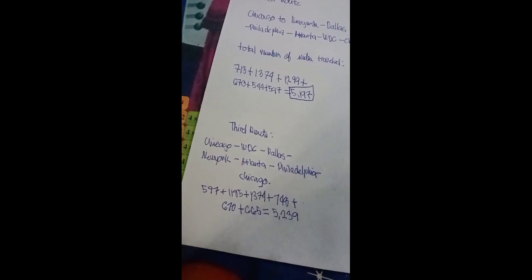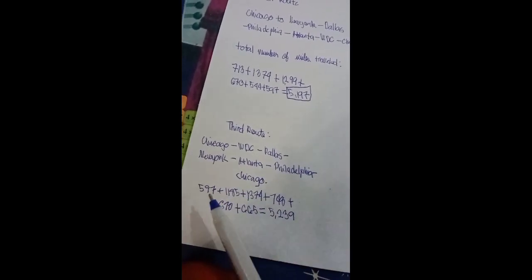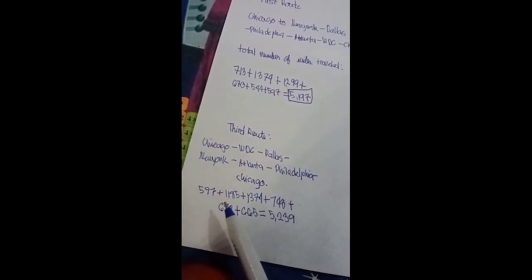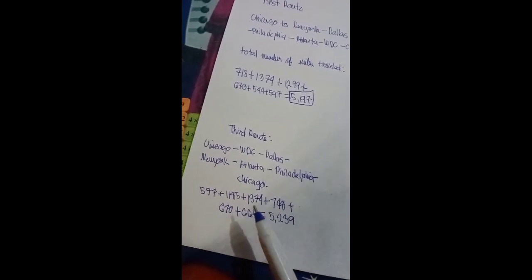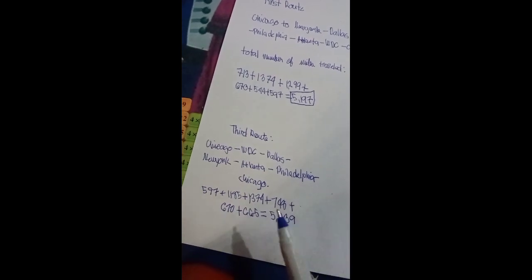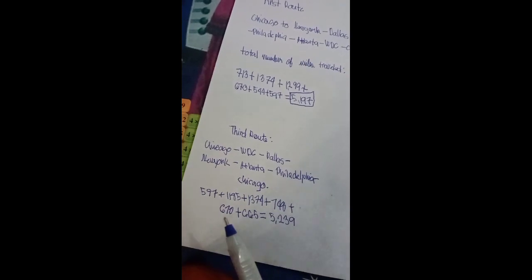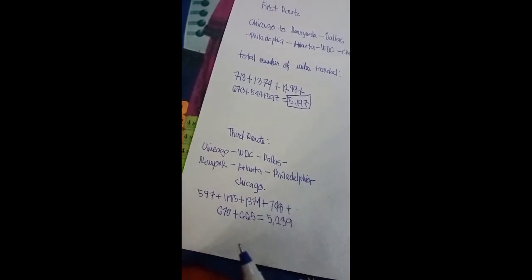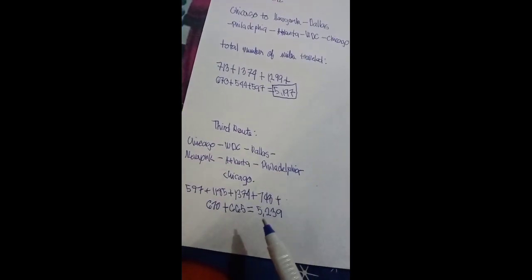Okay, for our third route, we have Chicago to Washington DC, 597, and Washington DC to Dallas, 1,185, and Dallas to New York, 1,374, and New York to Atlanta we have 748, and Atlanta to Philadelphia is 670, and Philadelphia to Chicago is 665.